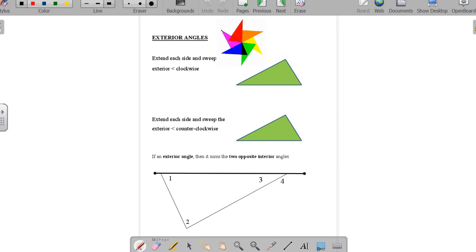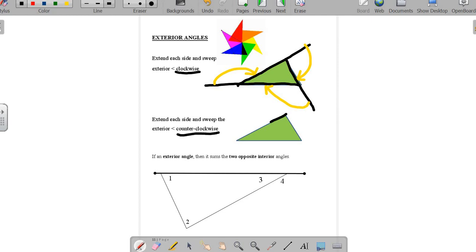Extend each side clockwise. So clockwise, we're going to the right. Extend, extend, extend. Now sweep to the right as well. Those are called exterior angles. You can see those clockwise, or we're going to go counterclockwise, which is to the left.